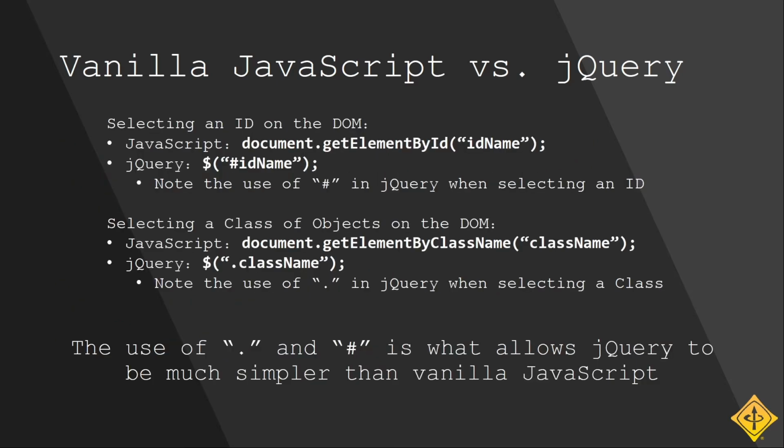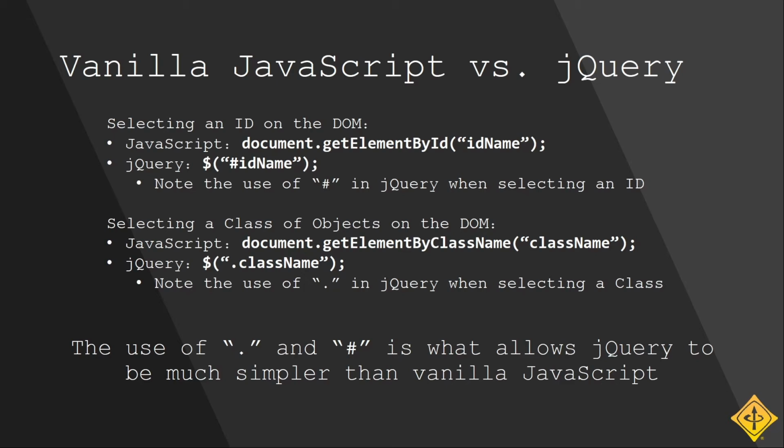So, if you recall, selecting an ID on the DOM using regular JavaScript, you would use document.getElementById and then specify the ID name. In jQuery, you would just use $ and then in quotes the ID name, but you have to actually use the pound sign this time to denote that it is an ID name. Same thing in selecting a class, except you would use a dot.